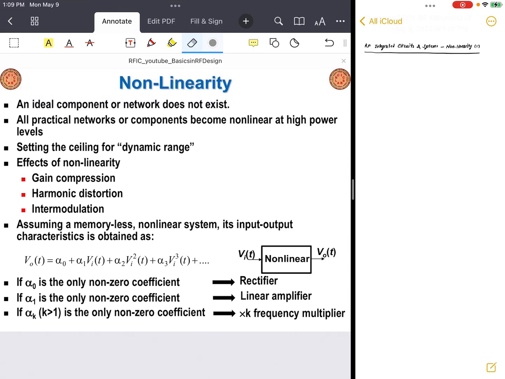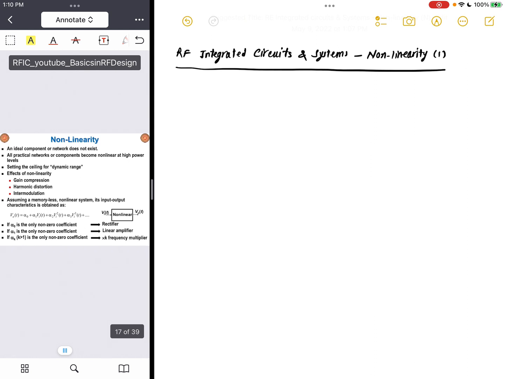Why does an RF integrated circuit or system exhibit non-linearity? As a general note, an ideal component or network does not exist. In fact, networks or components being designed in practice will become non-linear at high power levels. But why? To understand why this is the case, consider a simple common source amplifier ignoring the bias circuitry.